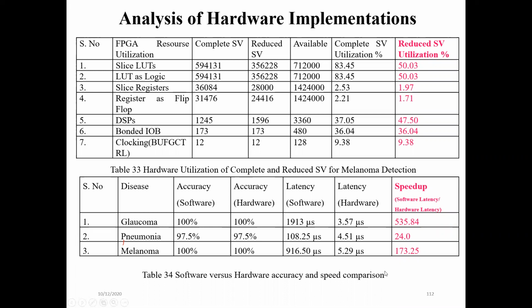You may observe that with the hardware, accuracy is the same in both hardware and software, but the latency got reduced tremendously. This is the greater advantage of hardware implementation. If I go for a VLSI architecture, you observe 1913 microseconds for software and 3.57 microseconds for hardware. The software latency divided by hardware latency gives a value of 535.84. That is such a great improvement in speed, a reduction in the latency, in the delay.